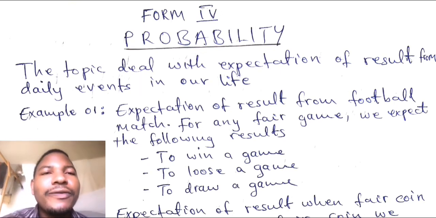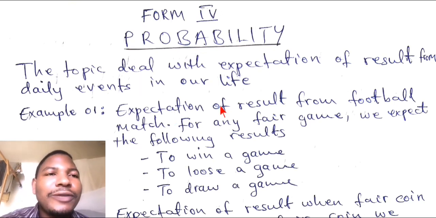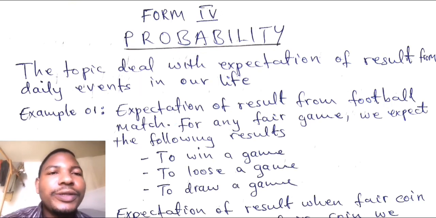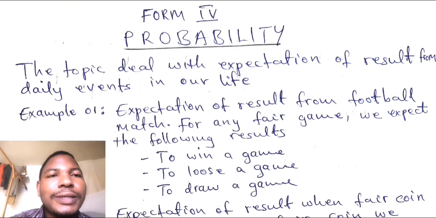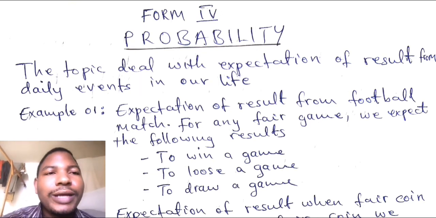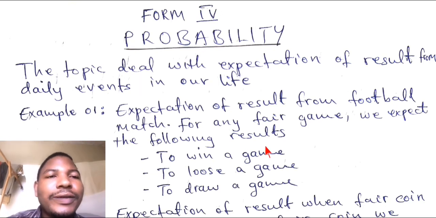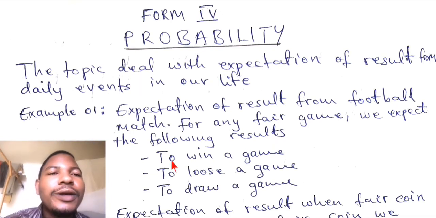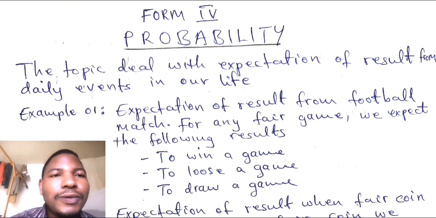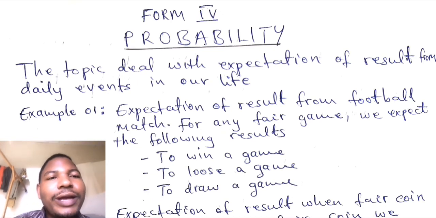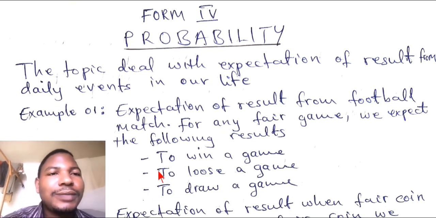For instance, the first one, expectation of the result from the football match. From the football match, we can expect the result, but we know that for any fair game, we expect the following results: either to win the game, to lose the game, or to draw. This is what we call the expectation when the football match is conducted.